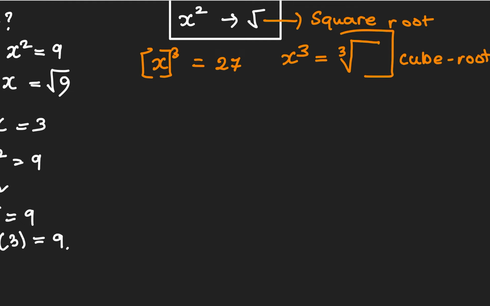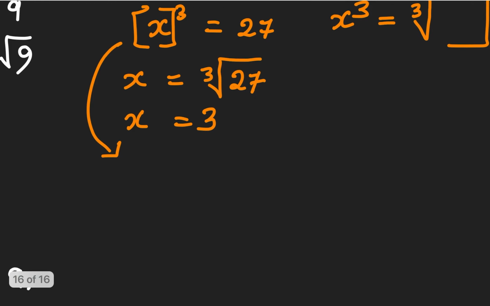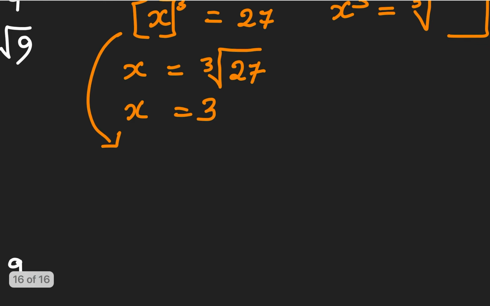Now let's apply it. Just to isolate x here, x is equal to the cube root of 27, and the value of x then becomes 3. You could check this on the calculator, as it's a basic mathematical calculation.